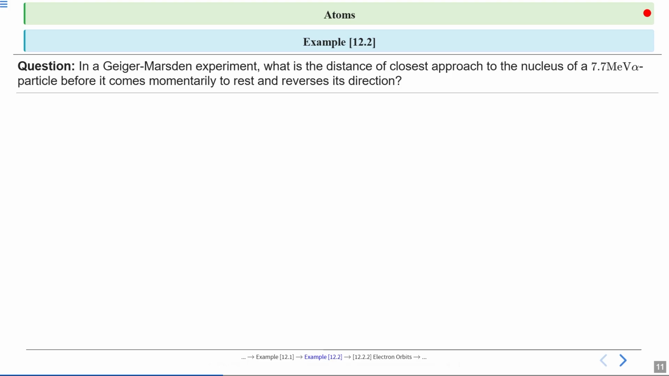So in the question: in the Geiger-Marsden experiment, what is the distance of closest approach to a nucleus of a 7.7 mega electron volt alpha particle before it comes momentarily to rest and reverses its direction? So you have to find the distance of closest approach. Up to which distance from the nucleus is the alpha particle traveling?